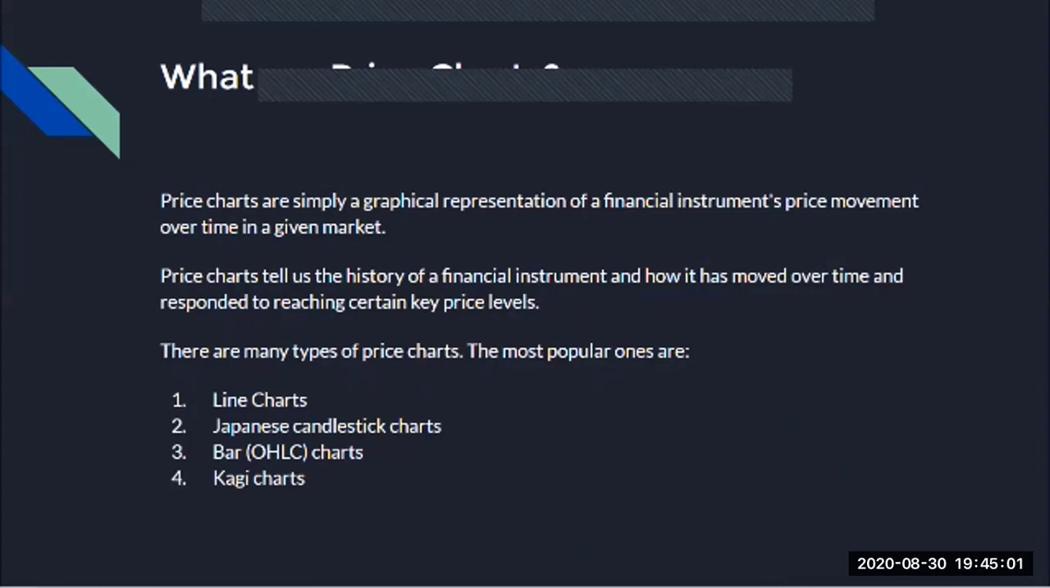Then we have the bar charts, or OHLC charts. I'll still tell you what this means. Then we have Kagi charts. There are a lot of charts that traders and investors use, but the most common are the Japanese candlestick charts. So we'll move on to how you can easily read those charts.